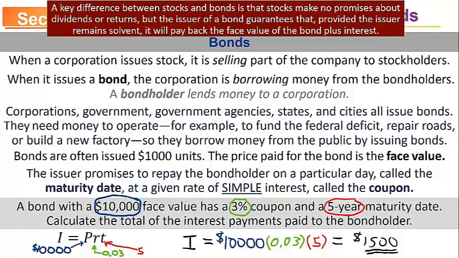A key difference between stocks and bonds is that stocks make no promises at all about dividends or returns, but the issuer of a bond guarantees that, provided the issuer remains solvent, it will pay back the face value of the bond plus interest. So the risk you run with bonds is that the company could go under. But as long as the company is solvent, it has to pay back the bond plus the interest. The stock market makes no guarantees at all.